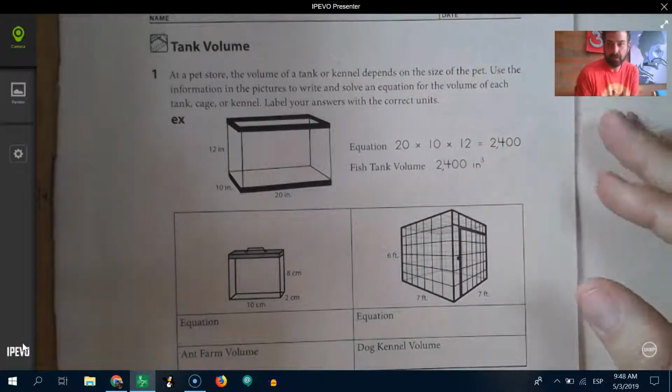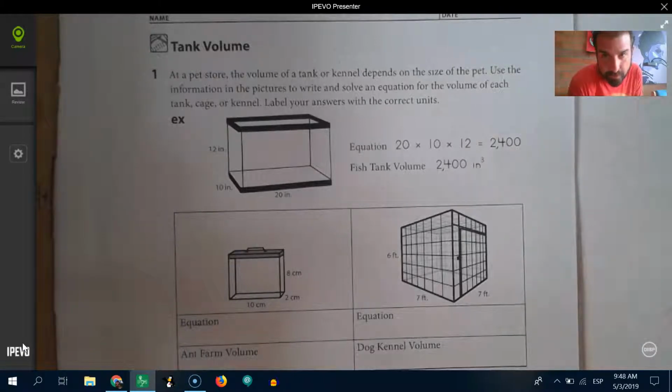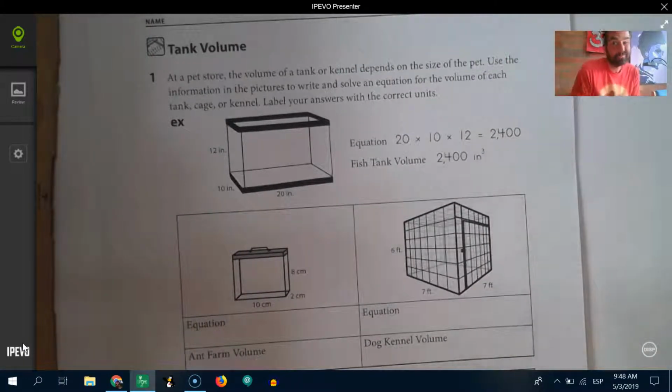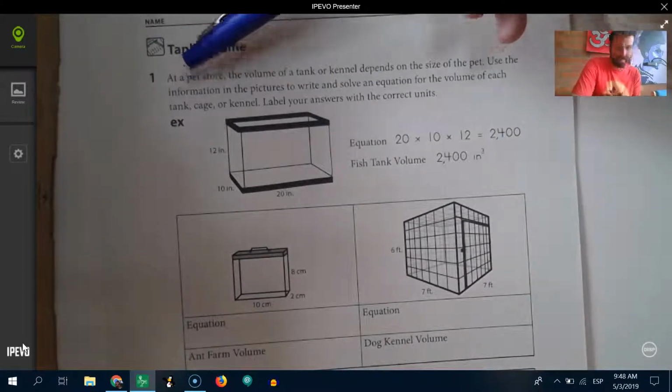So let's read the instructions first, we always read the instructions first, right? Not always. Sometimes we guess as to what we're doing. Like math, there's no doubt. Anyway, sorry. Tank volume, not like the battle thing, not the thing that blows things up.